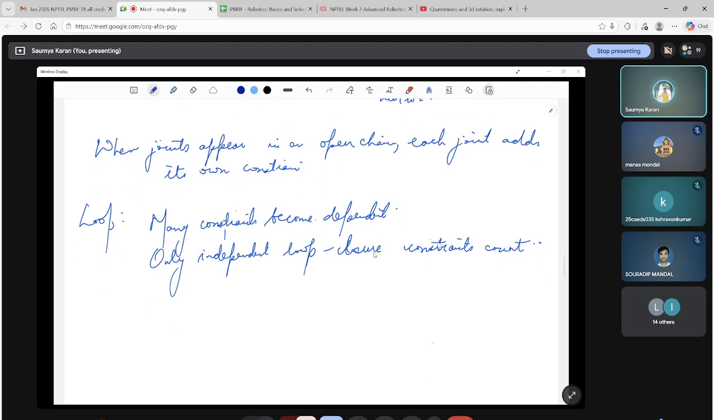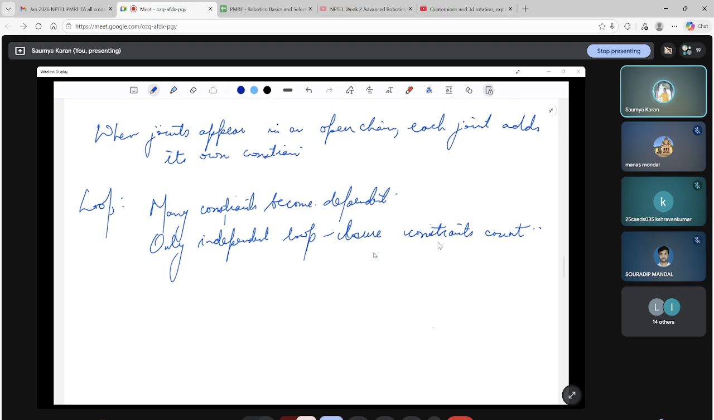So independent loop closure constraints count. What would happen if there is an SS pair in a loop? An SS pair connects two bodies by fixing the distance between two spherical joint centers, allowing free rotation about those centers, right? So the only geometric requirement is one scalar equation, a distance constraint. Only this distance constraint is my equation.